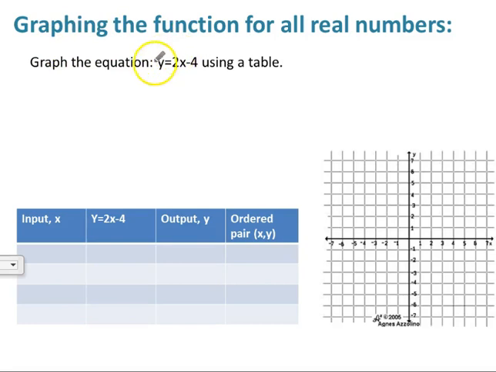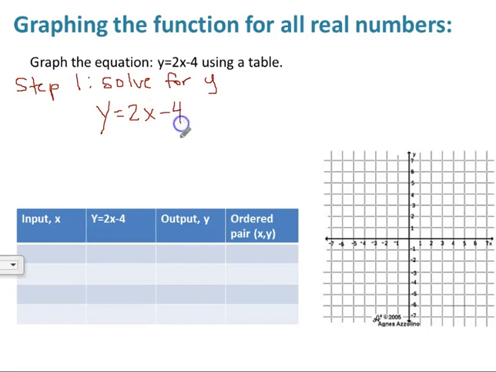It says graph the equation y equals 2x minus 4 using a table. My step 1 is already done. Usually we want to solve for y, and that's already done for us in this case. So we're going to use our function rule of y equals 2x minus 4. And now, since we're not given a domain, what we're going to do is choose several x values to plug in and to find our output values.